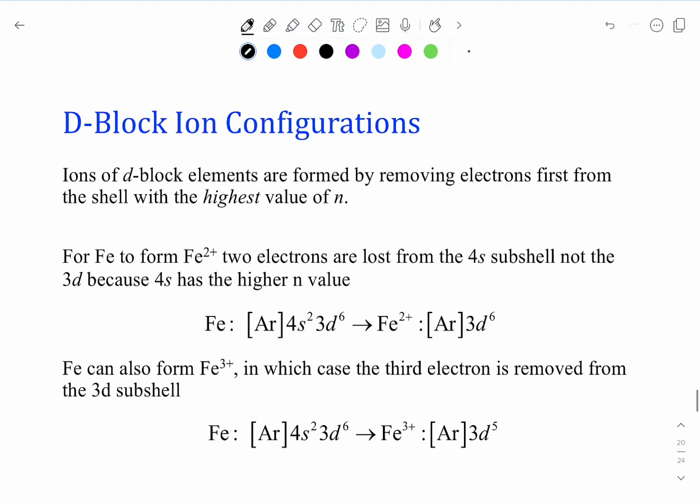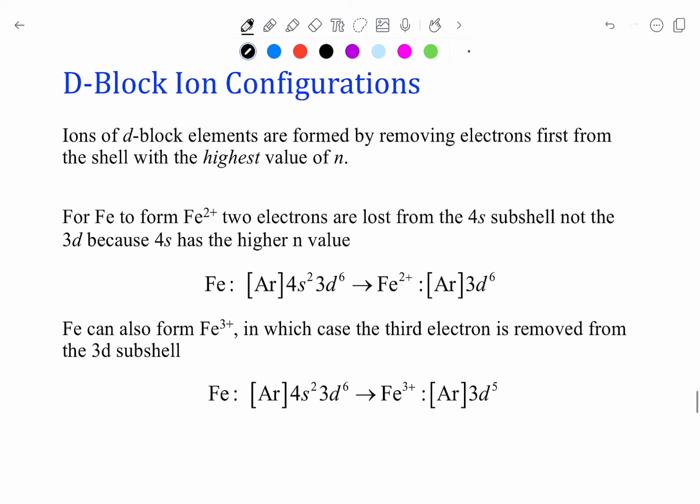Now, I want to make a very important comment about the d block ion configurations, because this is where I typically see students get confused or get these specific electron configurations wrong. Okay, so the ions of d block elements are formed by removing electrons first from the shell of the highest n value.